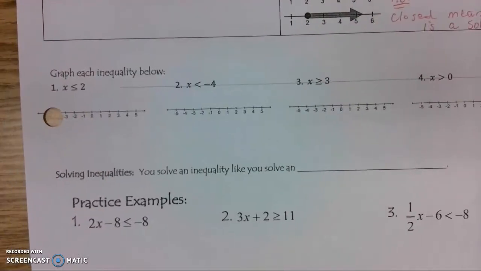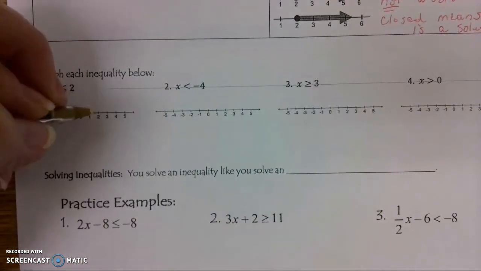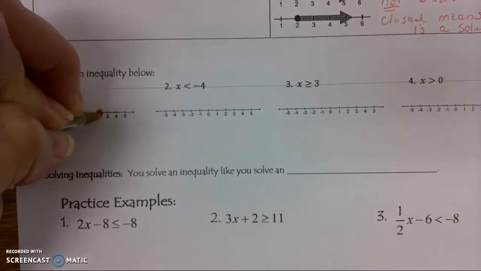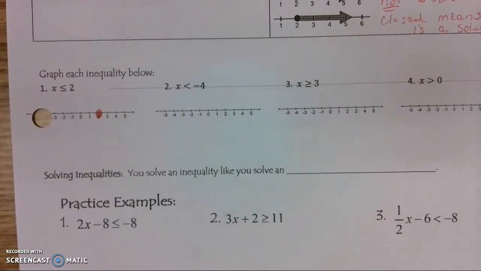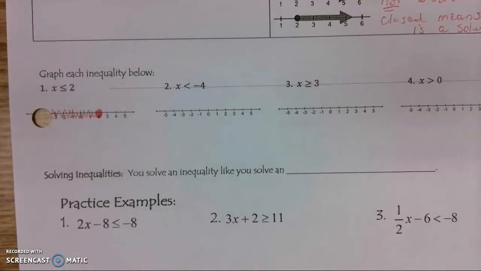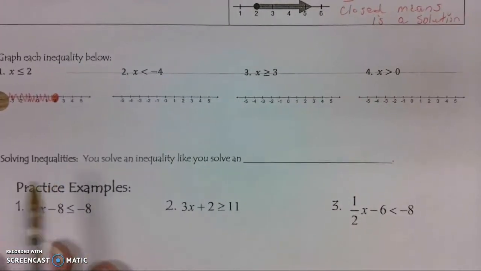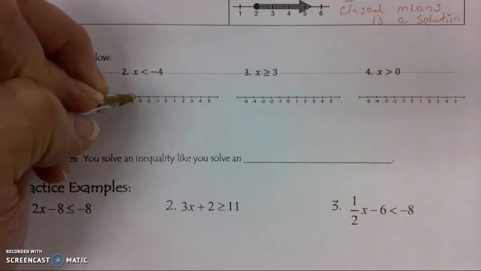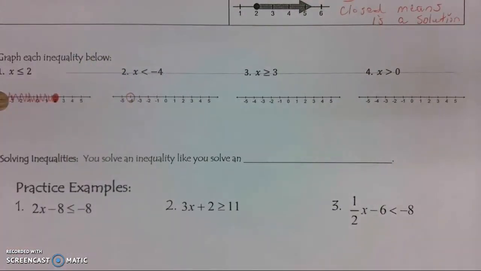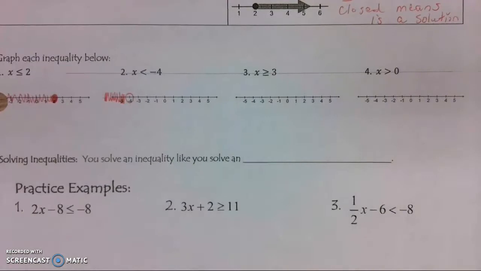All right, let's take a look at how we actually graph. My first one is x is less than or equal to 2. I'm going to find 2 on the number line, and I'm going to put a closed circle on 2 because of that line. It is less than, so I am going to shade to the left. On number 2, x is less than -4. So again, there's -4, but I'm going to put an open circle on -4 because -4 is not a solution. It is less than, so I'm going to shade left.